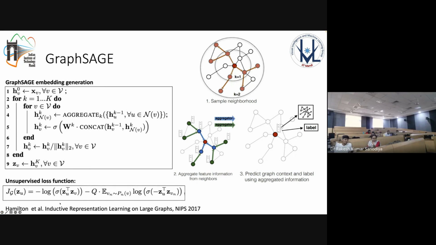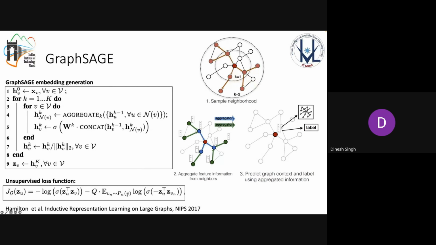Sorry to interrupt you, Professor, but my question is about the second half of the equation, the minus Q term, where you are drawing a sample v_n. v_n is sampled from P_n(v), right? Right. Here you are free to use whatever sampling strategy you want. That is exactly what I am explaining. Maybe this v is from the same strategy. So you can define whatever sampling technique you want to use.